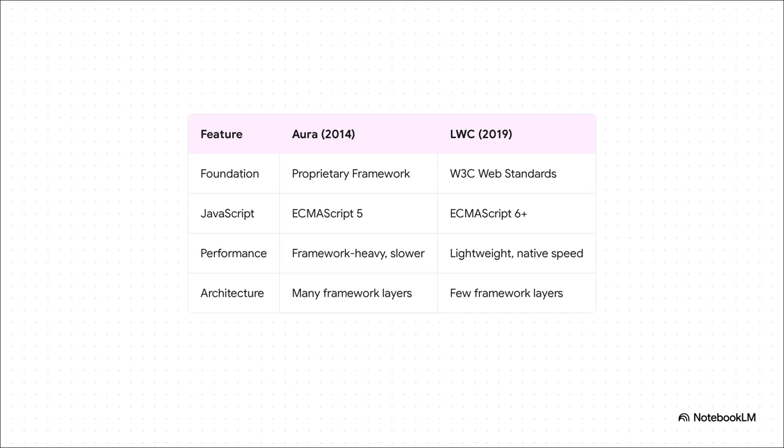And this directly translates to performance. Aura has all these extra layers of framework code that slow things down. LWC just tells the browser what to do, and the browser does it at native speed. It's like speaking the browser's fluent native language instead of using a clunky translation book.